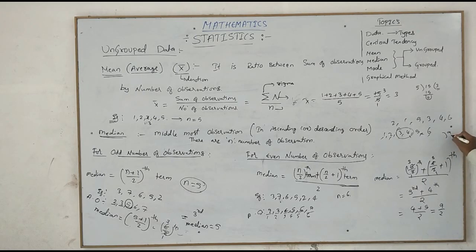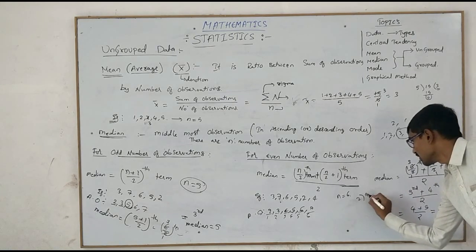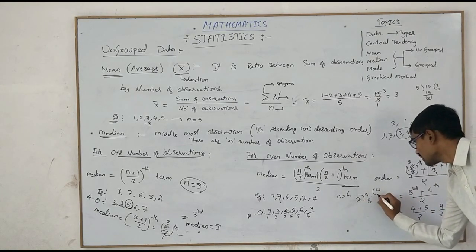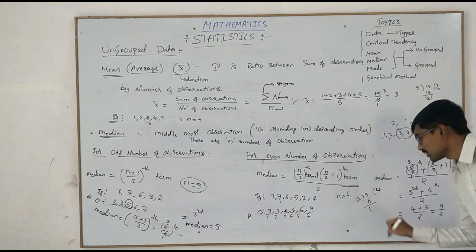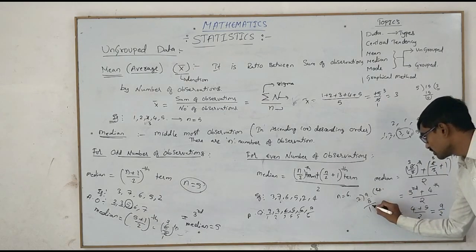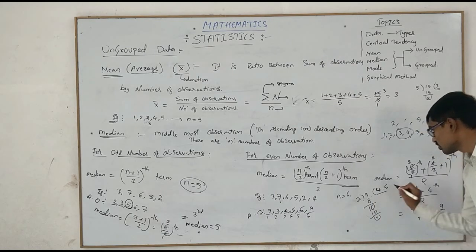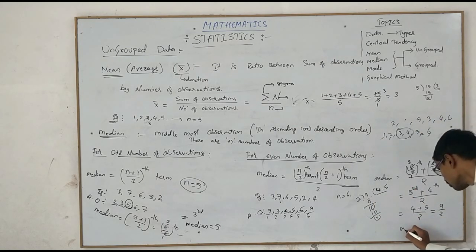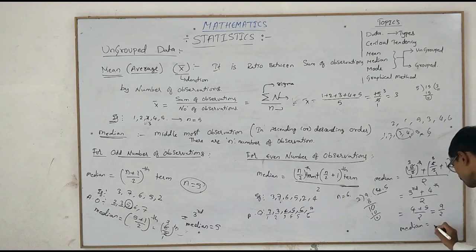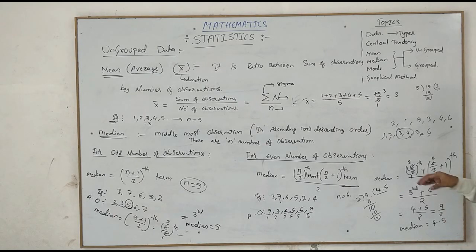On dividing, I will be getting 9 divided by 2: 2 4s are 8. Here I will get remainder 1, so I have to convert this into decimal form. 2 5s are 10. Remainder is 0. Therefore the answer is 4.5. Therefore the median of the given data is 4.5.